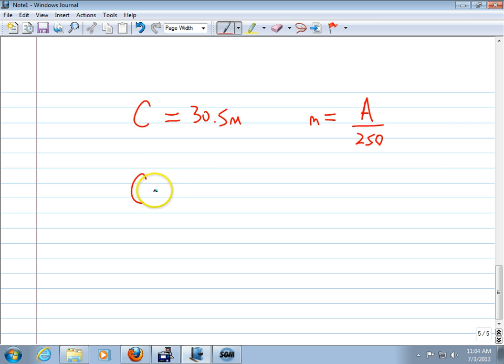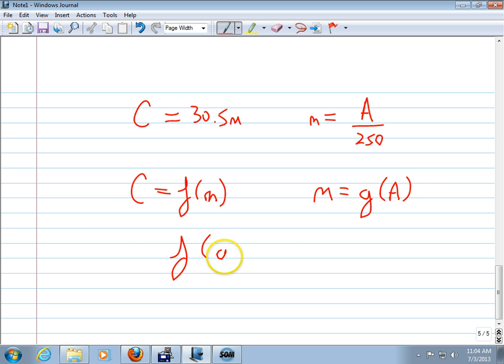So what if I want to find out what C of, let me be a little more precise. Let's say that C is f of n, a function in n, and n is g of a, a function of a. What is f of g of a going to represent? That's my question.